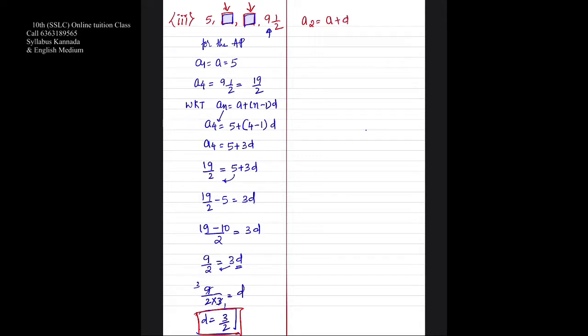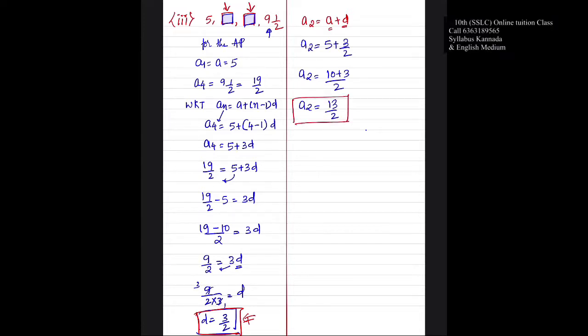a plus d. a means first term and d means common difference, because we already calculated the value of the common difference. So a2 equals first term is 5, common difference is 3 by 2. a2 equals 10 plus 3 divided by 2, a2 equals 13 divided by 2. So students, your second term value is 13 divided by 2. So in this box, 13 divided by 2 comes. ಓಕೆನಾ? So similarly, calculate the value of the third term.